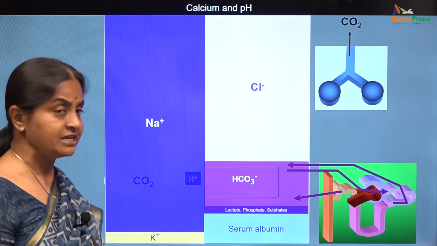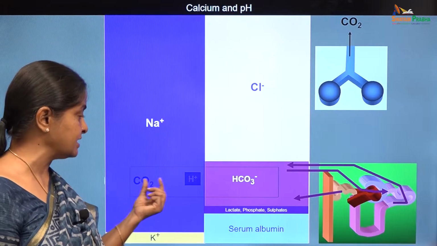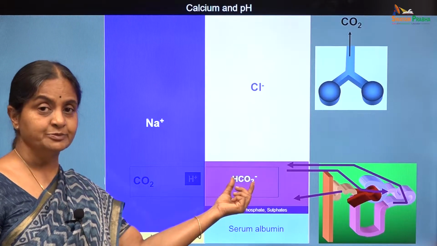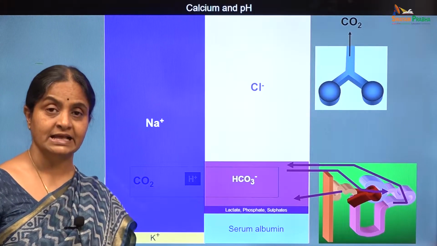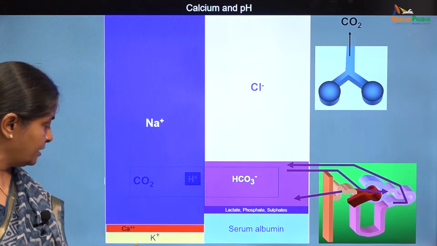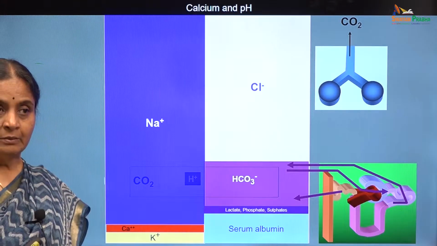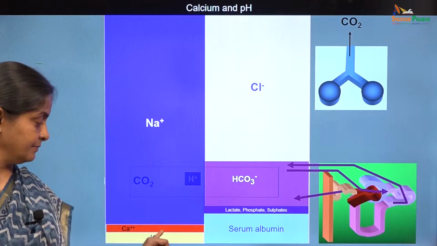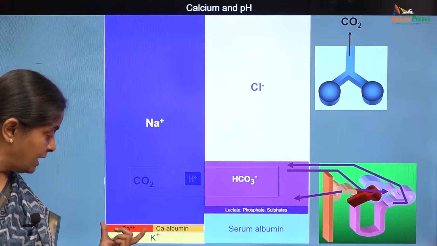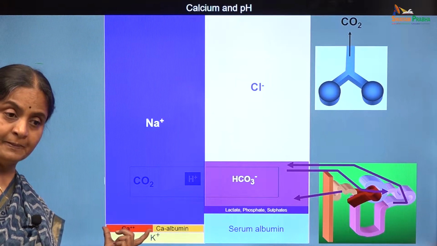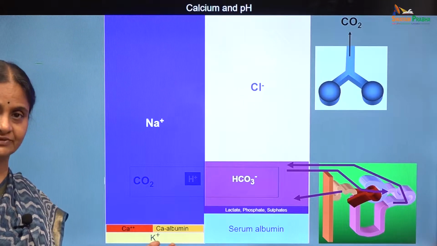Now, let us see what is the relationship between calcium and plasma pH. Plasma pH is the result of the balance between bicarbonate and carbon dioxide. This ratio has to be 20. Now, how does calcium come into the picture? Plasma calcium is about 2 millimoles per liter, but not all the calcium there is ionized. Half of it is bound to albumin, and it is the free calcium that is the active form of calcium, which is responsible for various activities.